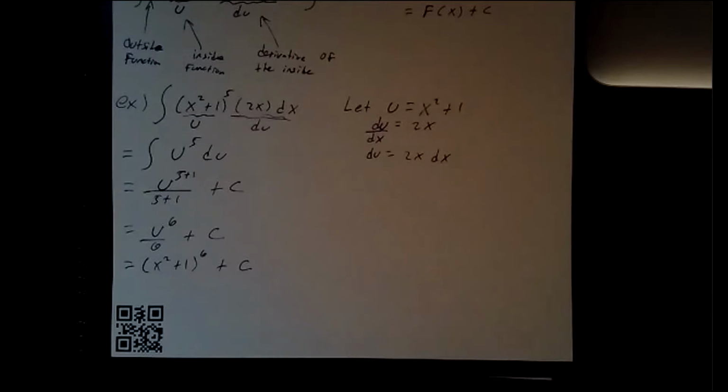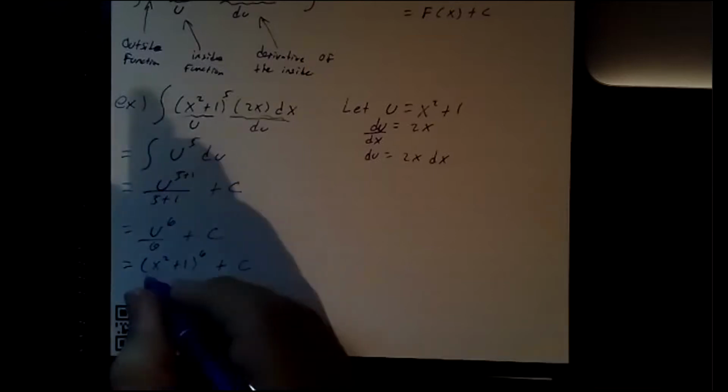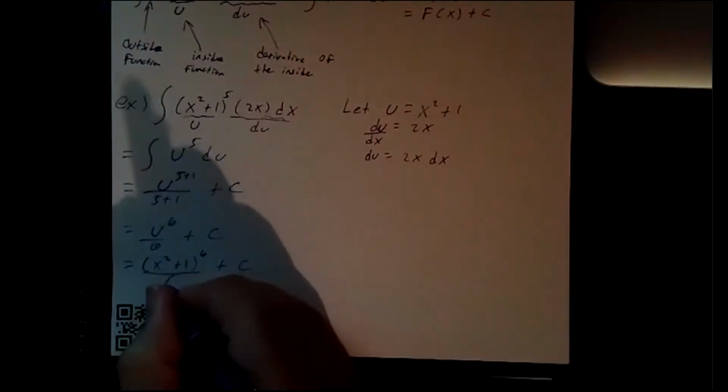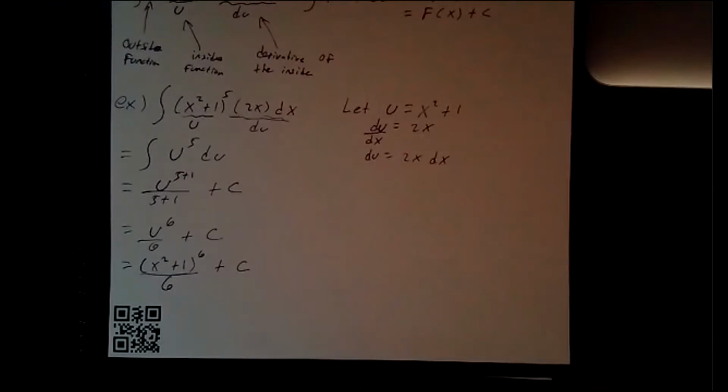Is there any questions about any of these steps? When is the last step? When we get u to the power 6 over 6 plus c, we get x squared plus 1, all to the power 6. How do we get rid of the denominator 6? Oh, I just forgot to write it. That's supposed to stay. You're right. Okay, thank you.